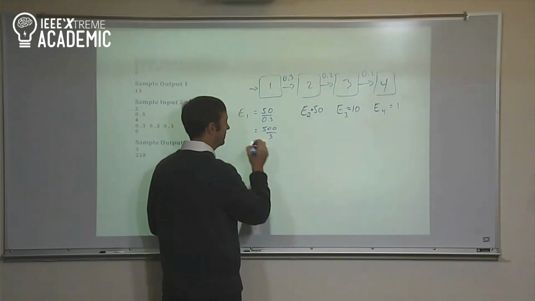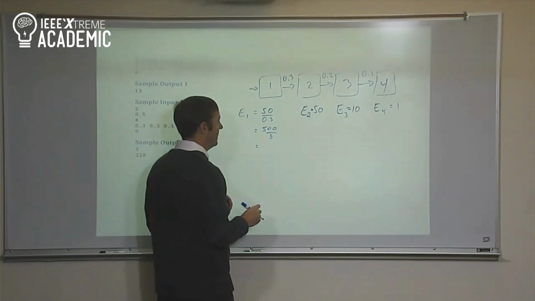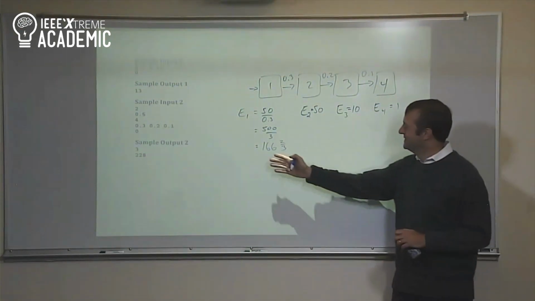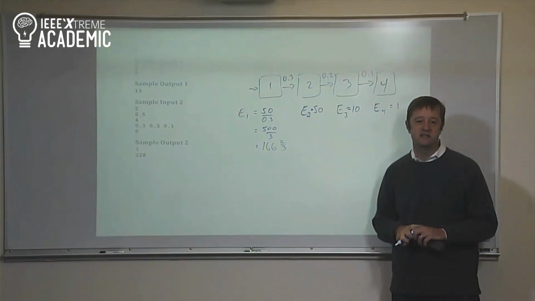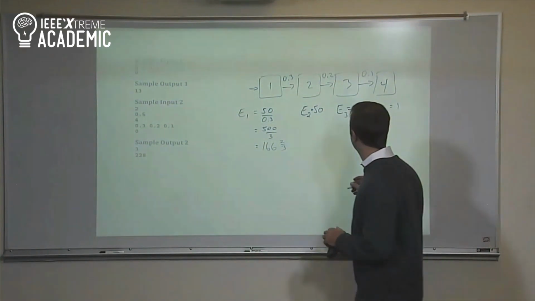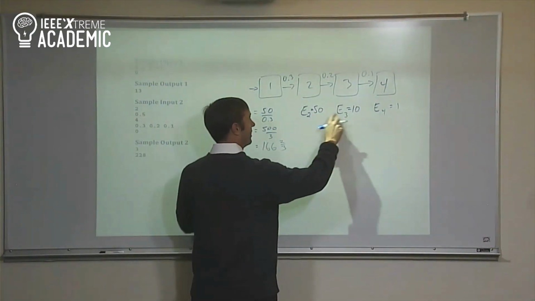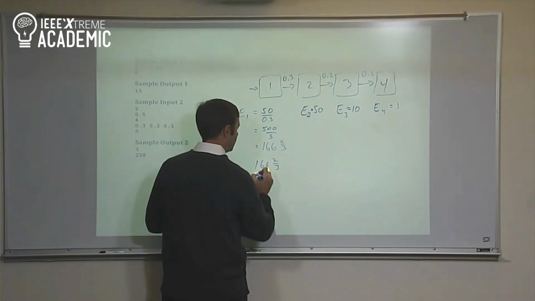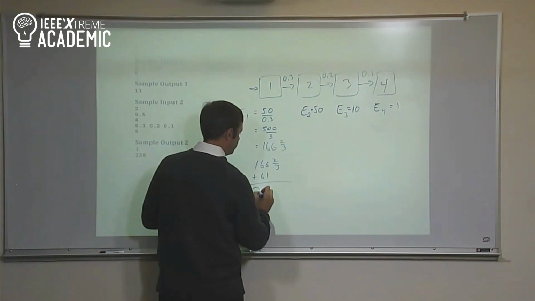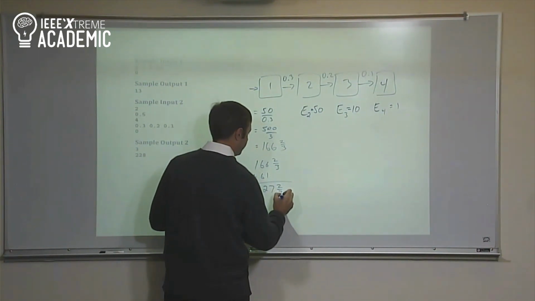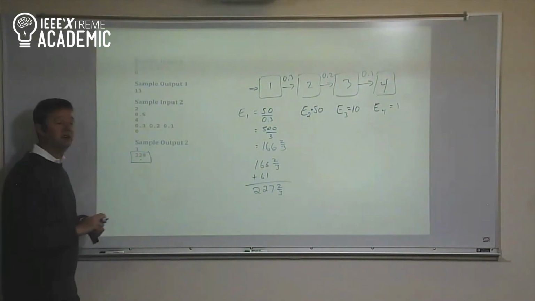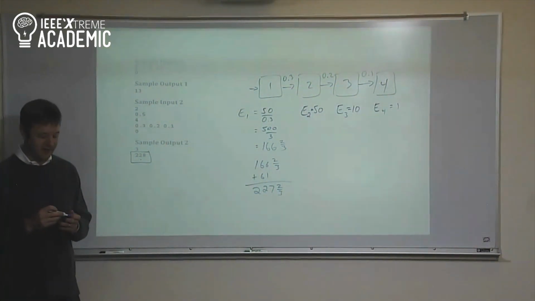And let's go ahead and convert that to a mixed fraction here. So we come up with 166 and 2/3. And if we add up all of these numbers, we get, all right, 227 and 2/3. Now, taking care to round, we would come up with the expected output of 228.